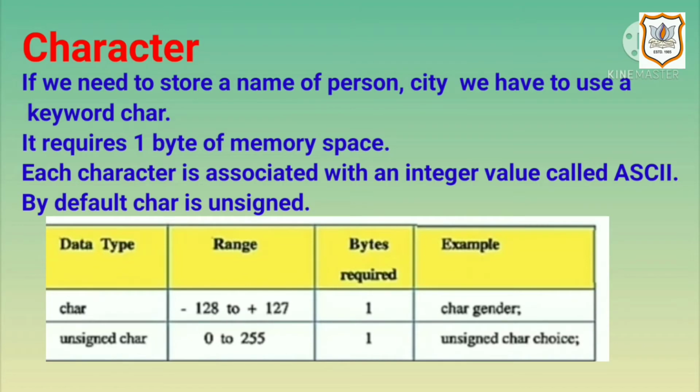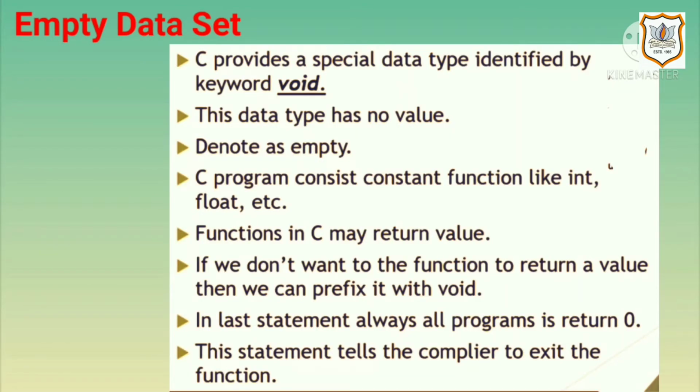This table shows the description of the character data type. First, char data type. Its bytes required is 1. Second, unsigned char. Its bytes required is 1. Next one is the empty data set. C provides a special data type identified by the keyword void. This data type has no value. Hence, we denote it as empty.